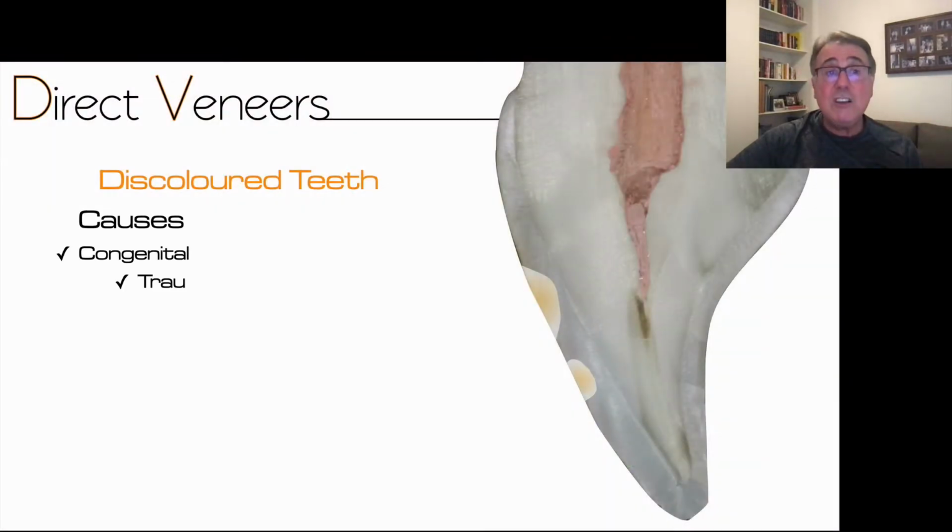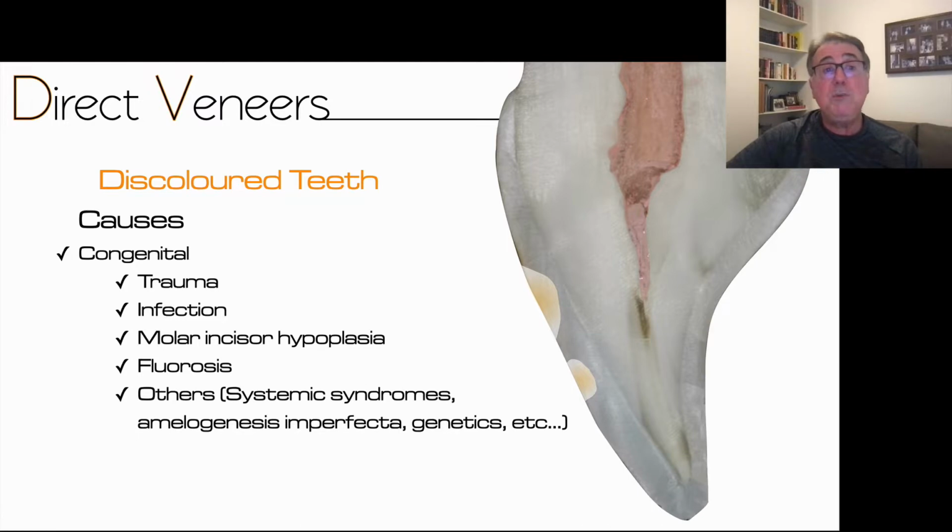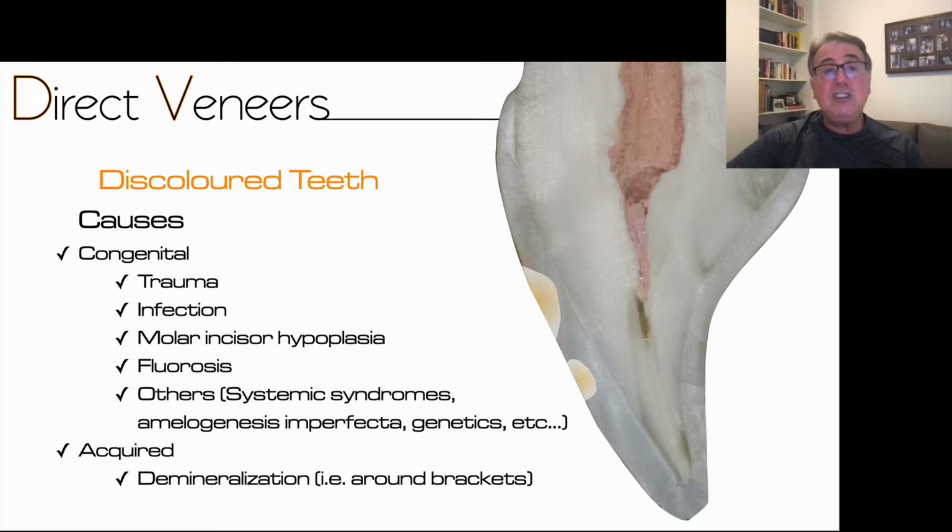Okay, the causes of these discolored teeth can be from trauma, from infection, a condition called molar incisor hypoplasia, from fluorosis, and then there are other causes such as systemic syndromes, amelogenesis imperfecta, and genetics, etc. These lesions can also be acquired through demineralization. For example, around orthodontic brackets, when the patient doesn't have very good hygiene, when you remove the brackets, you're going to see an acquired white spot around where the bracket was. Okay?